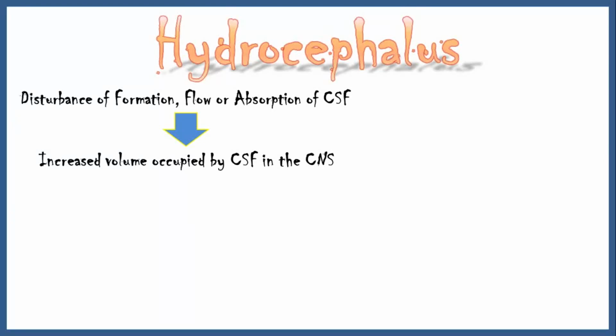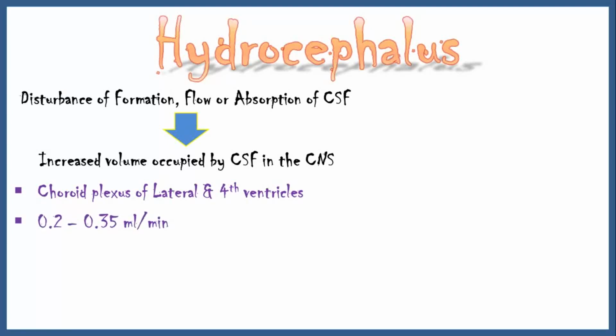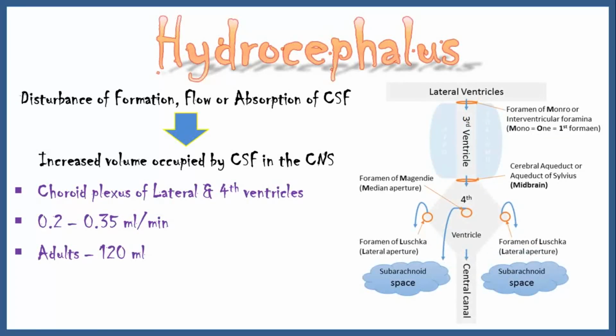Now, cerebrospinal fluid is mainly produced by the choroid plexus of the lateral and fourth ventricle. Normal CSF production is about 0.2 to 0.35 milliliters per minute. Normal circulating volume of CSF is 120 milliliters. This is a crude diagram of the ventricular system of the brain.